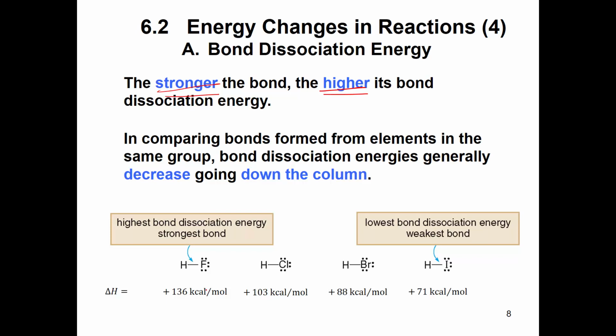So in HF, for example, it has a high bond dissociation energy because it's got the strongest bond, as opposed to HI, and these are all in group 7A. HI has the lowest, so it has the weakest bonds. So it's the easier bond to break.